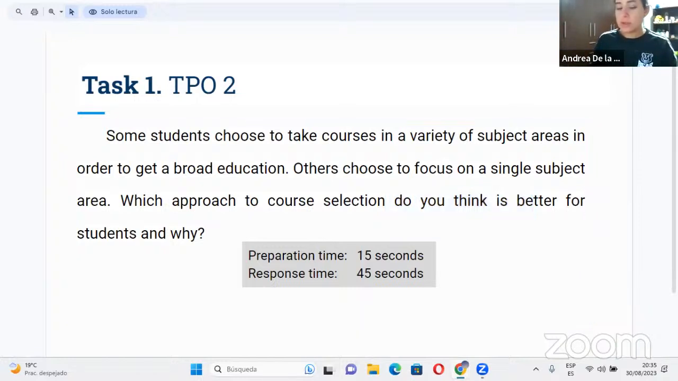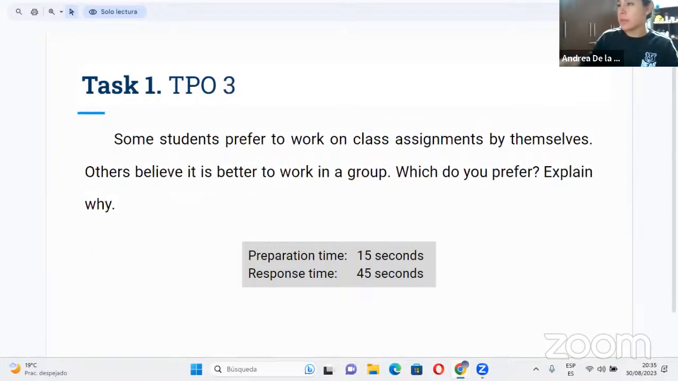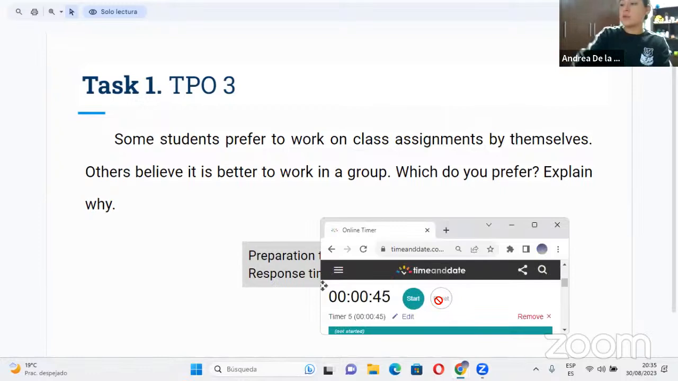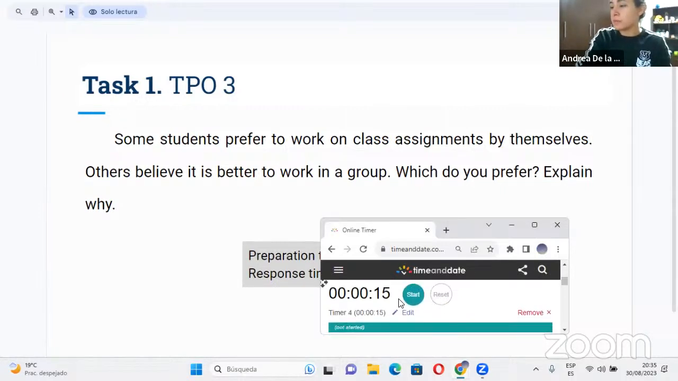Okay, guys, let's try another question. So our question here is very simple. It says, some students prefer to work on class assignments by themselves. Others believe it is better to work in a group. Which do you prefer? Explain why. Now you guys will have 15 seconds to prepare your responses. Starting now.